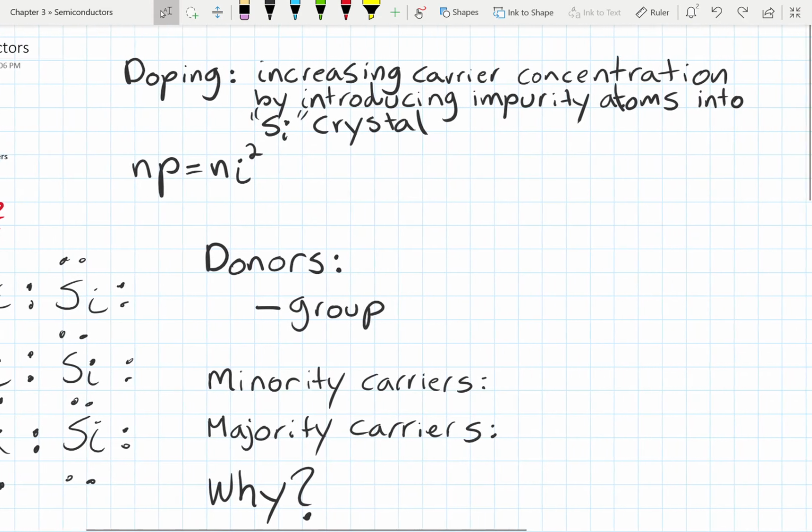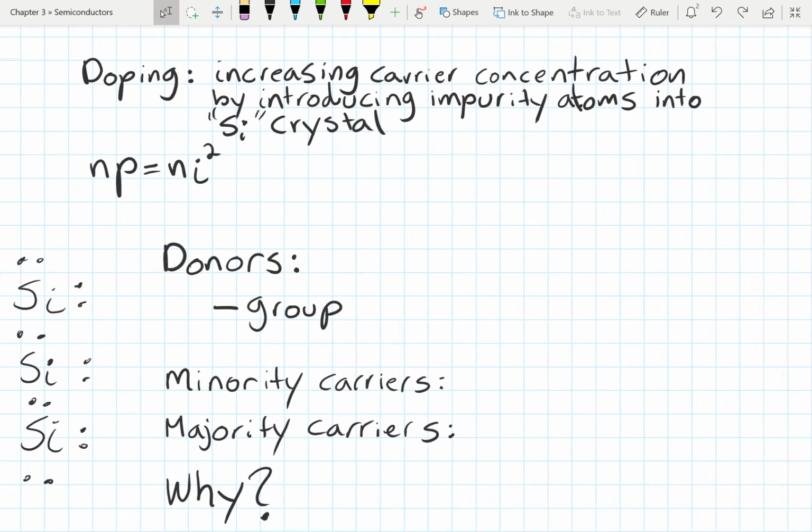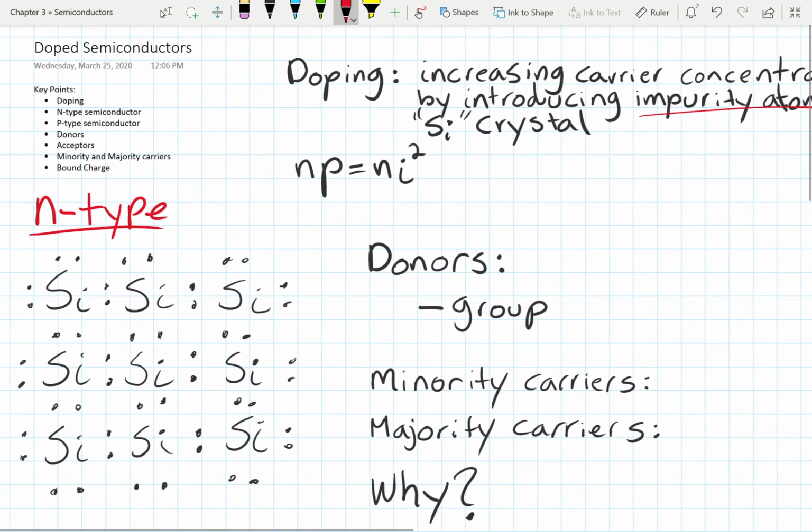The first one is doping. So you may ask what is doping, and we have the definition here, which is increasing the carrier concentration by introducing impurity atoms into the silicon crystal. These impurity atoms are important. So let's see how that works.